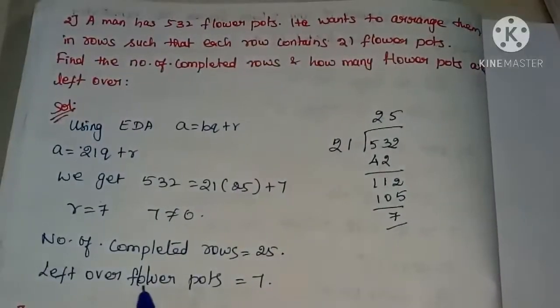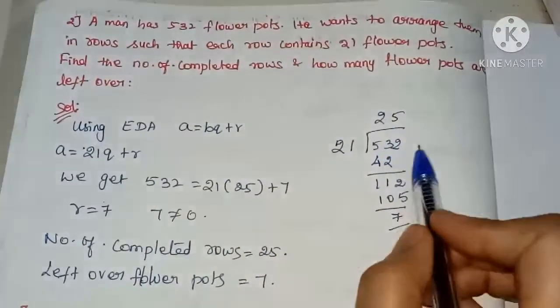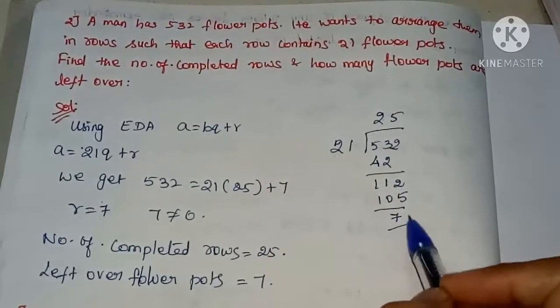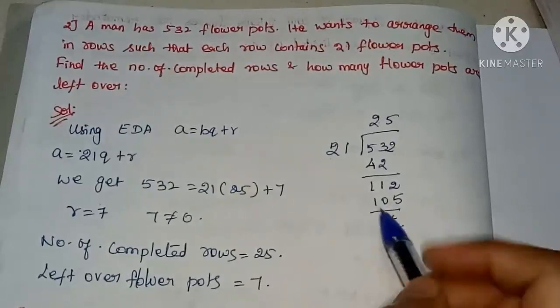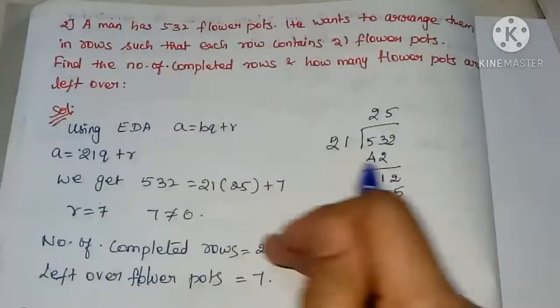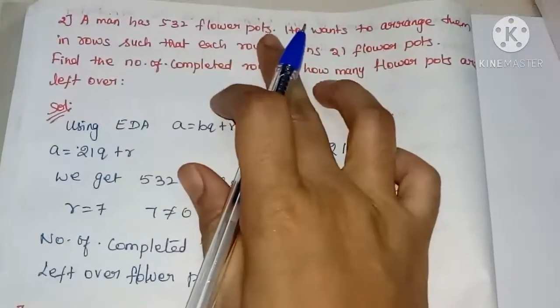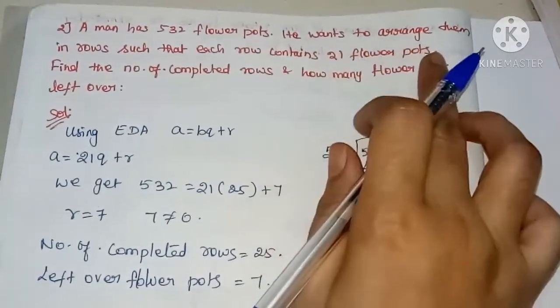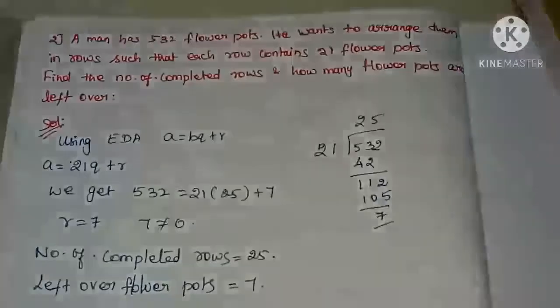Then how many pots will be left over? In 532 pots, 7 pots will be left over. So the remainder is 7. So 7 pots will be left over while arranging 532 flower pots, with each row having 21 flower pots.